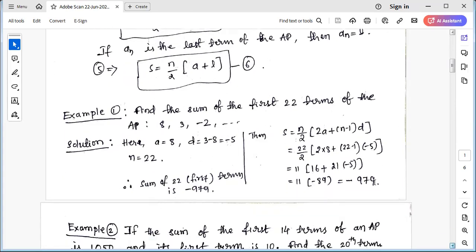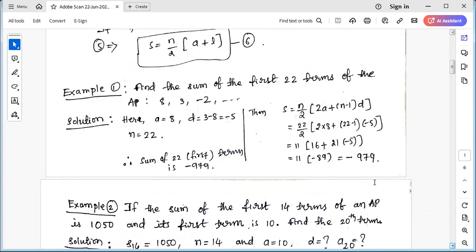Next, we will see some examples of how the problems are given and how they are solved. So example 1: find the sum of the first 22 terms of the AP. The AP is like this: 8, 3, minus 2, and so on. And here, the first term is 8. This is the first term. And the common difference is 3 minus 8, which is equal to minus 5.